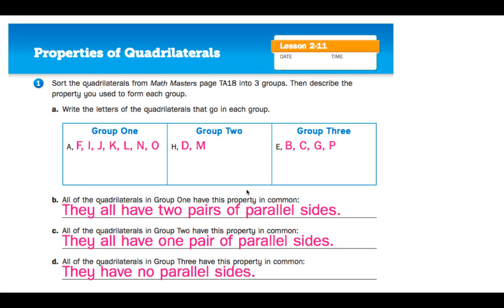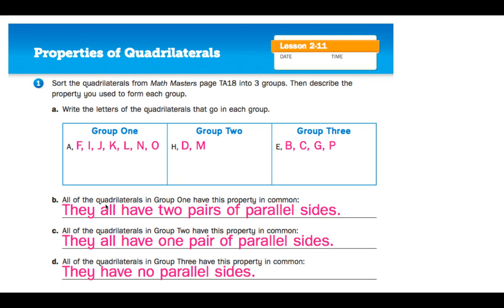So, what does that mean for you in page, I think it's 59? Well, here we go. Write the letters of the quadrilaterals that go in each group. So group 1, all these shapes belong in group 1. H, D, and M belong in group 2, and E, B, C, G, P belong in group 3. And here are the answers.